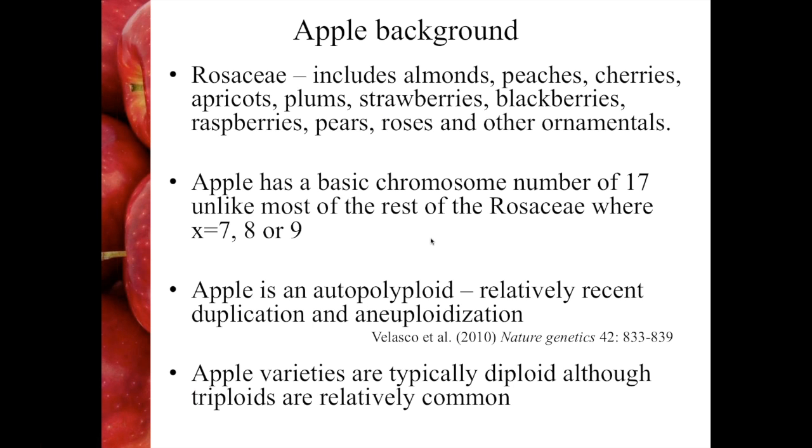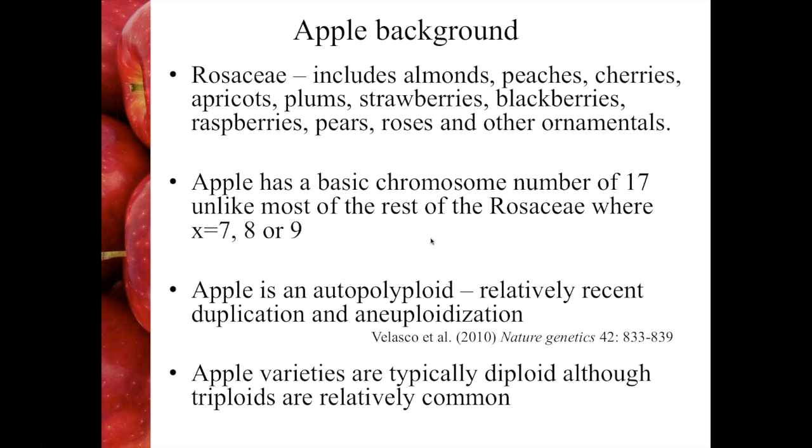So, apple is a member of the Rosaceae, and the Rosaceae includes many of the fruits and nuts that we all like to eat, as well as obviously rose and some other ornamentals. Apple has a basic chromosome number of 17, and that's not like most of the rest of the Rosaceae. Typically, Rosaceae have fewer chromosomes. And we have a draft genome of apple. It was published in 2010. And from that genome, we could see that apple is an autopolyploid, and it appears that it's had a relatively recent duplication of the genome and then aneuploidization.